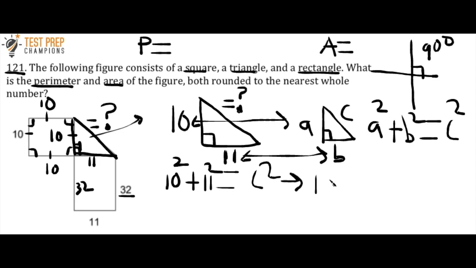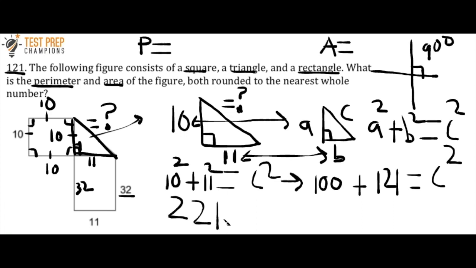So 10 squared is 100, and hopefully you remember that 10 squared is the same as 10 times 10. Same with 11. So 11 squared is just 11 times 11. So we've got 100 plus 11 times 11, which is 121. So we've got 100 plus 121 equals c squared. Now we have to do 100 plus 121, and that's going to be 221. So we now see 221, and that is equal to c squared.